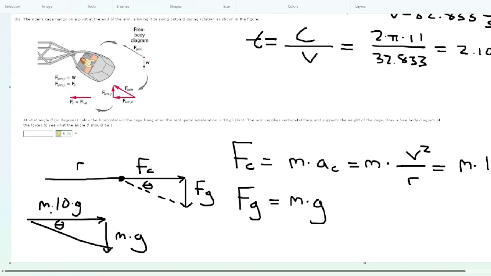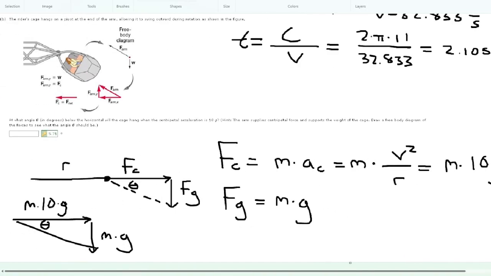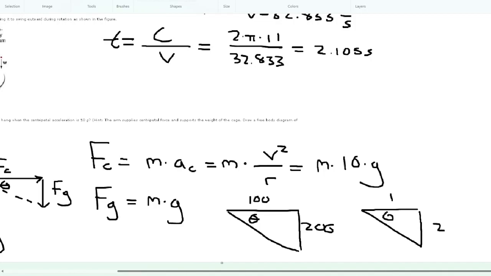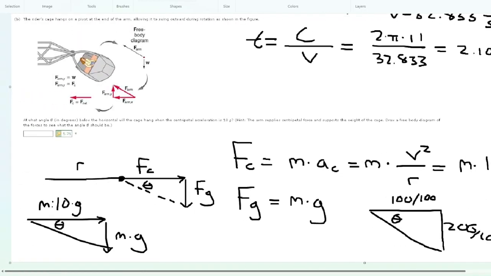Well, we don't know what mass is, but this funny thing with triangles: the angle between a triangle with sides 100 and 200 right here is going to be the same angle between a triangle of sides 1 and 2. You can imagine dividing both sides by 100, and the angle will still be the same. So the same will be true here. We just need to divide these by some constant factor, and then we'll be able to work with those factors.